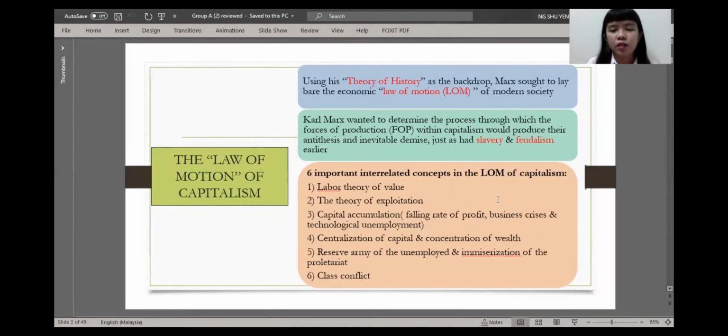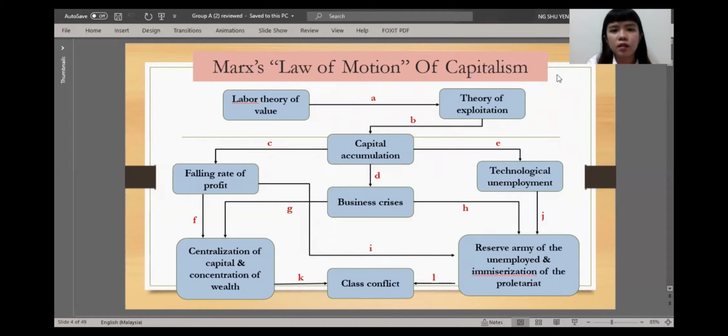There are 6 important interrelated concepts in the law of motion of capitalism. First, the labor theory of value. Second, the theory of exploitation. Third, capital accumulation. Fourth, centralization of capital and concentration of wealth. Fifth, the reserve army of the unemployed. And sixth, the class conflict. This is the Marx law of motion of capitalism.